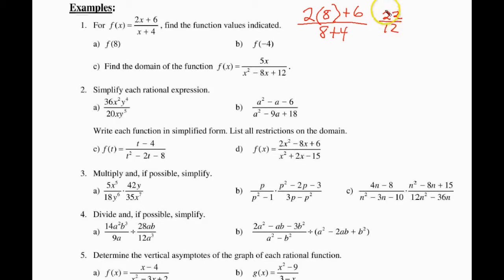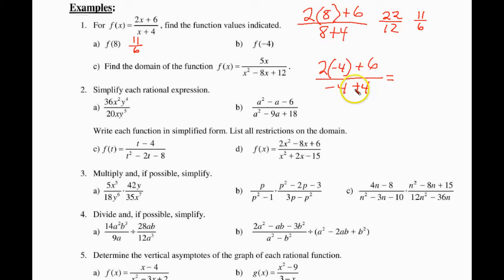We know we can take a 2 out of here and get 11, and a 2 out of here and get 6. So this value then would be 11/6. And I'm going to need room. Well, I guess I can work here. So 2 times -4 plus 6 divided by -4 plus 4.